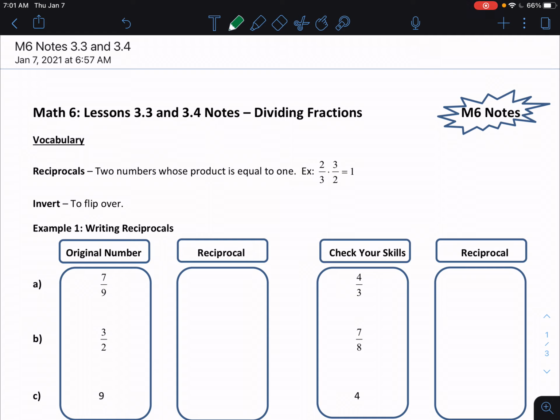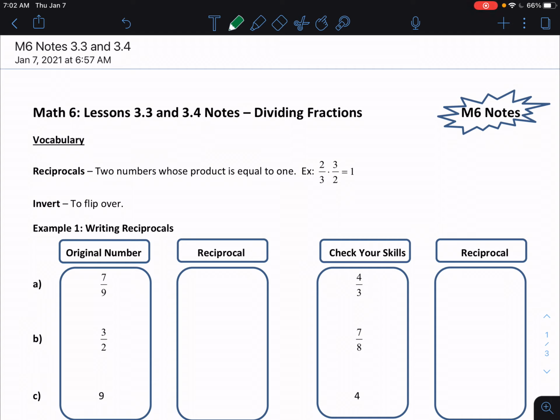The example that I have here is 2/3 times 3 over 2. If 2/3 is my original fraction, 3 over 2 is the reciprocal. I just flipped the fraction over. That's what the second vocabulary word is. It says to invert. So that means to flip over. So if I invert the first fraction, I'm going to get its reciprocal.